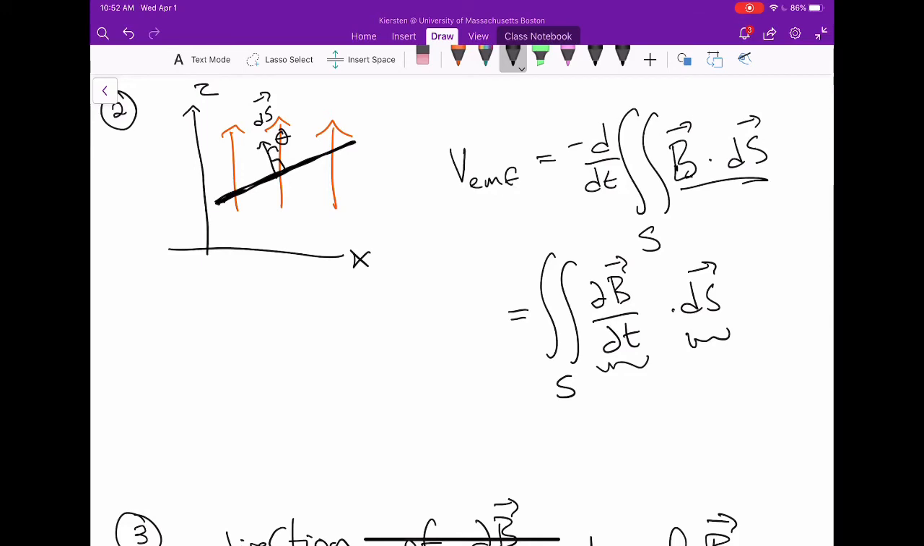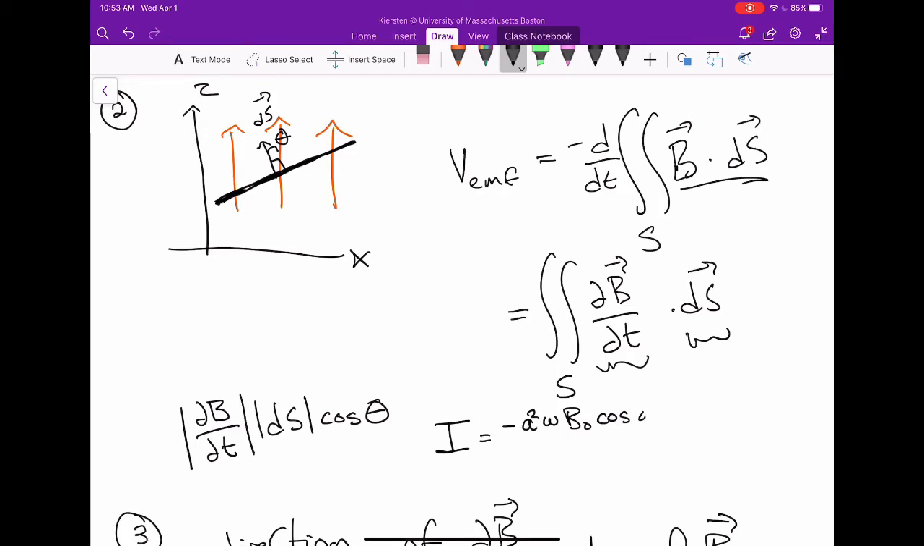So the result of that dot product is going to be the magnitude of partial B partial t times the magnitude of ds times the cosine of the angle between them, because that's a fact that we remember about dot products. In that case, the resulting current works out to be all the same stuff as before, minus a squared omega B naught cosine omega t times the cosine of that angle, all divided by the resistance in the loop.